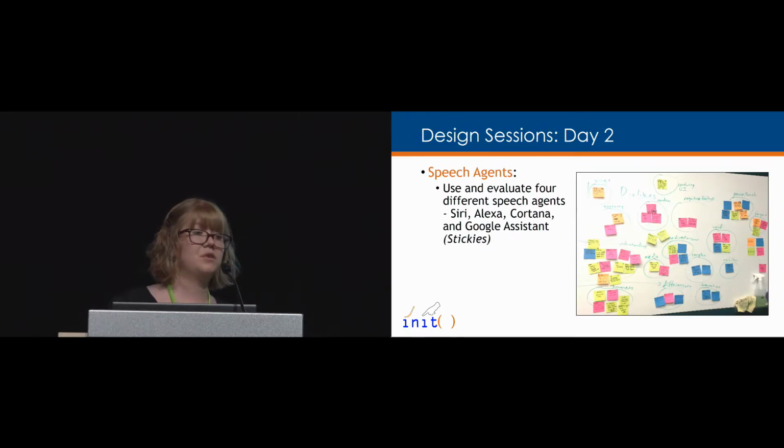On the second day, we focused on speech agents. The groups used and evaluated 4 different speech agents, including Siri, Alexa, Cortana, and Google Assistant. And we used the participatory design technique called stickies, where they would just write down likes, dislikes, or design ideas while interacting with these systems.